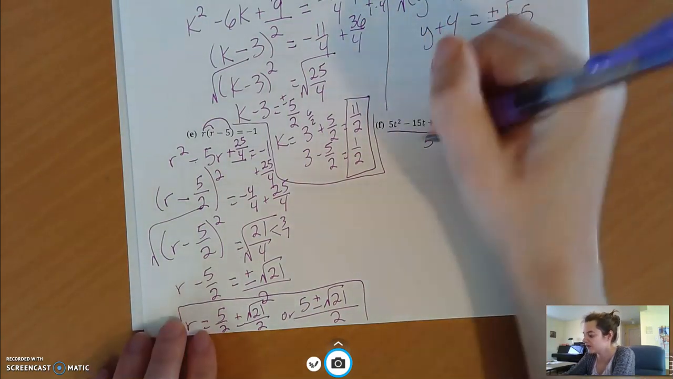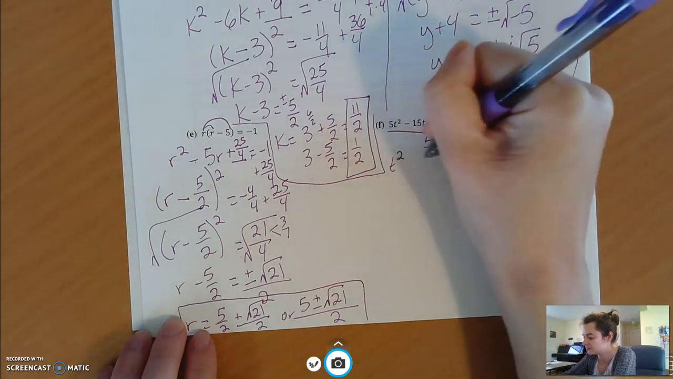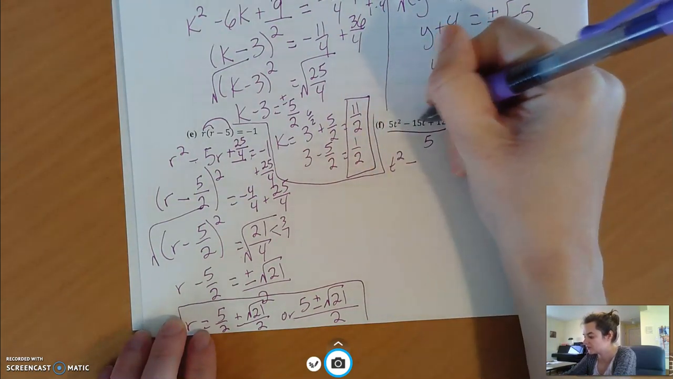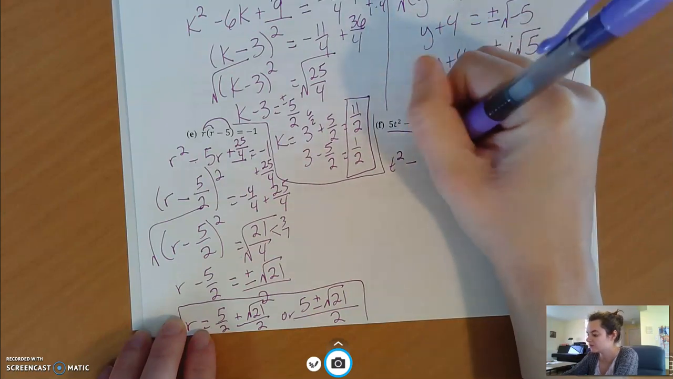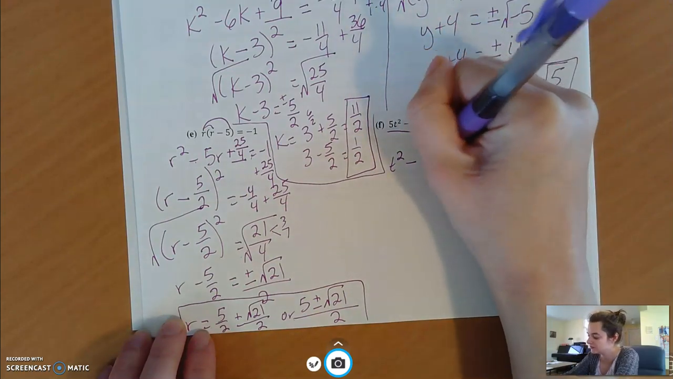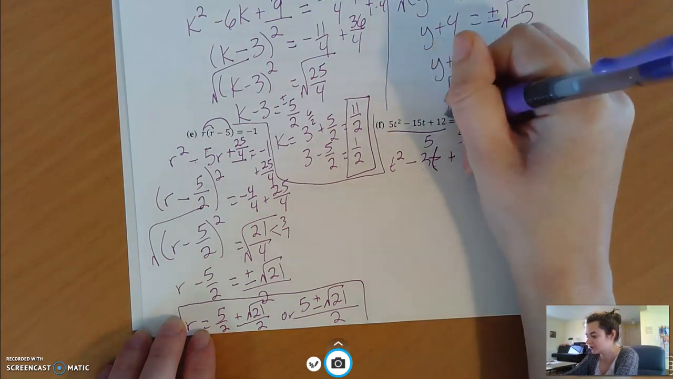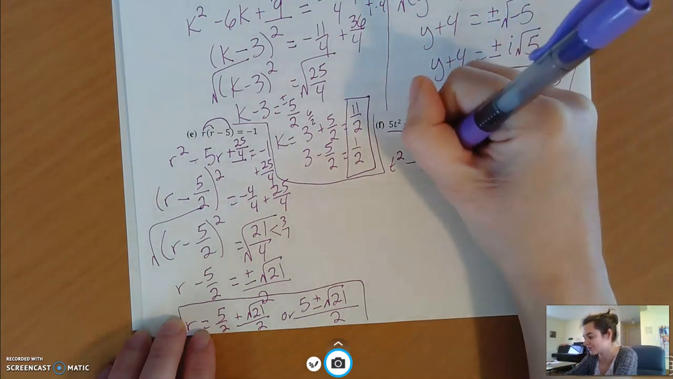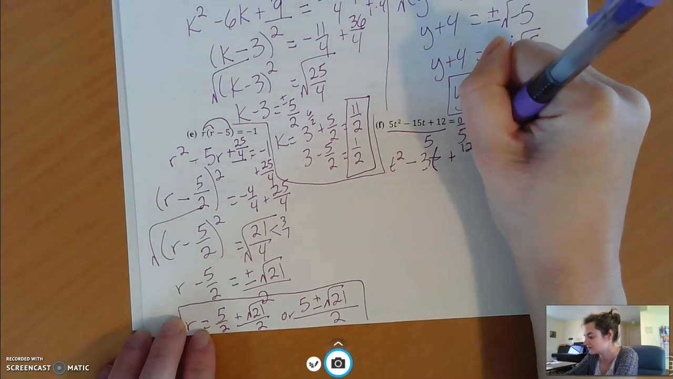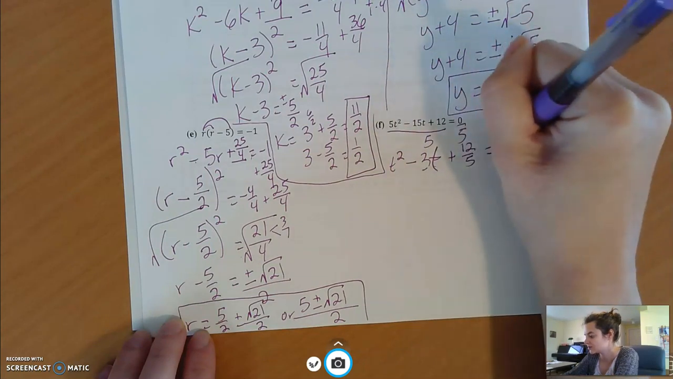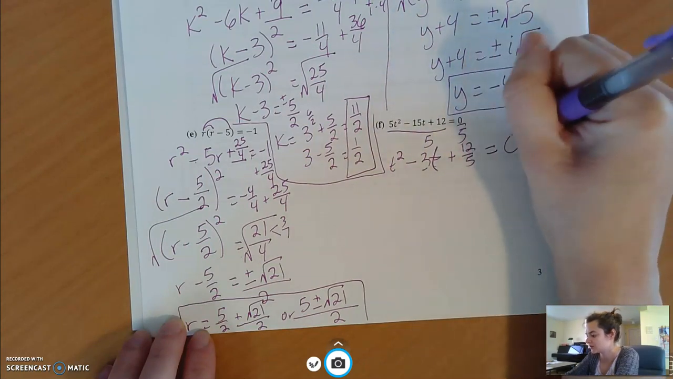5t squared divided by 5 would be t squared minus 15t divided by 5 would be 3t plus 12 divided by 5 is just 12/5 equals 0 divided by 5, which would be 0.